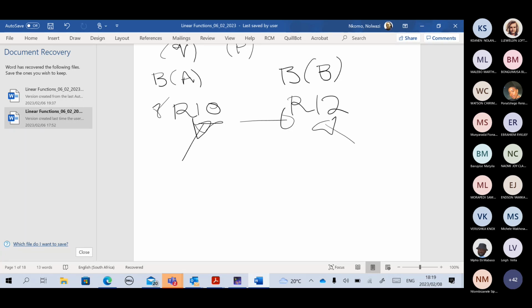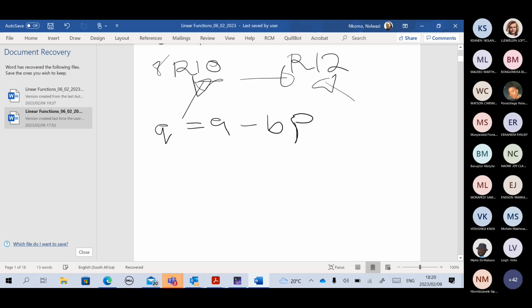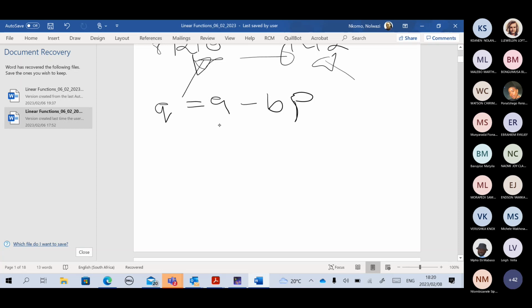To represent the demand, we'll use this function: Q is equal to A minus BP. Again, A and B are constants, meaning they can be any values, right? And Q is the dependent variable, and P is the independent variable, meaning Q will always depend on P.